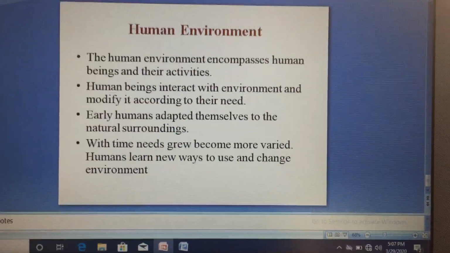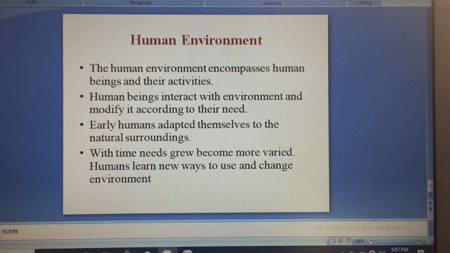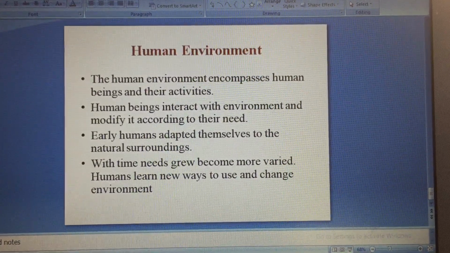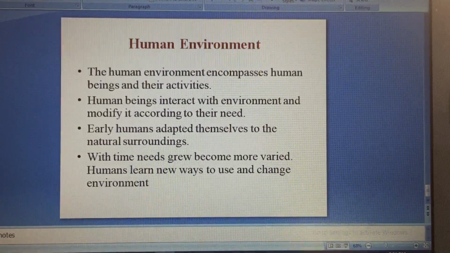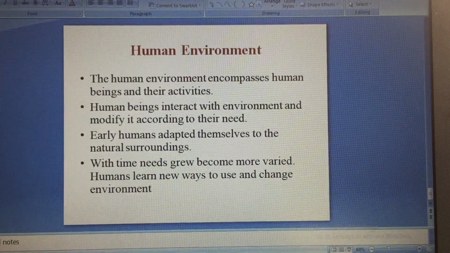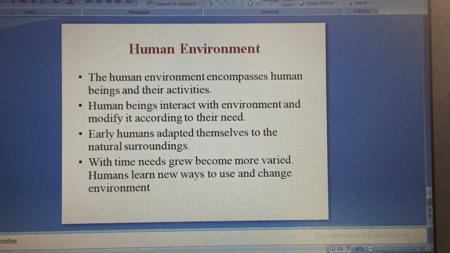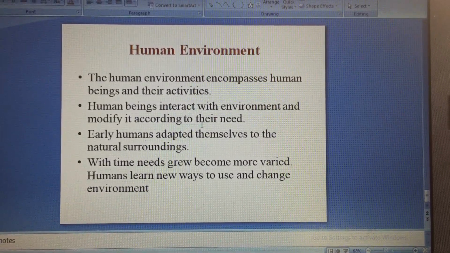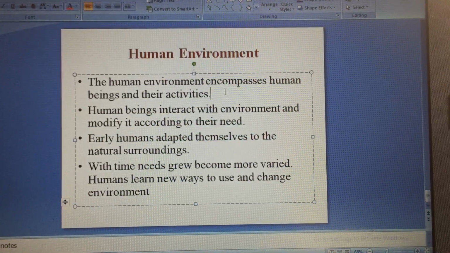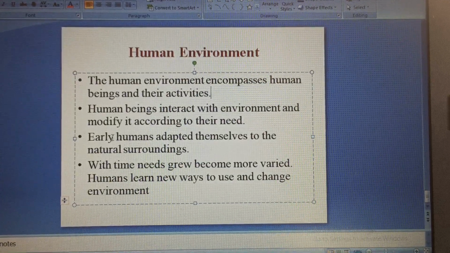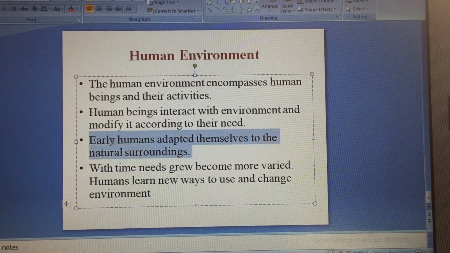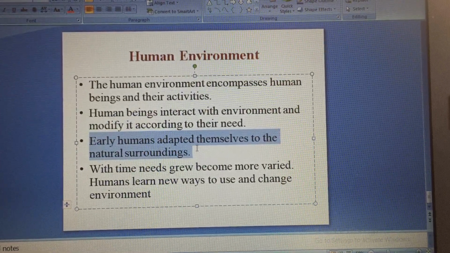Now we come to the last topic of this chapter, that is human environment. Human beings are the most intelligent species on earth. Human environment encompasses human beings and their activities. All the activities which we perform are part of the human environment. Human beings interact with the environment and modify it according to their need. Earlier human beings used to adapt themselves to the environment, but nowadays we modify the environment according to us.